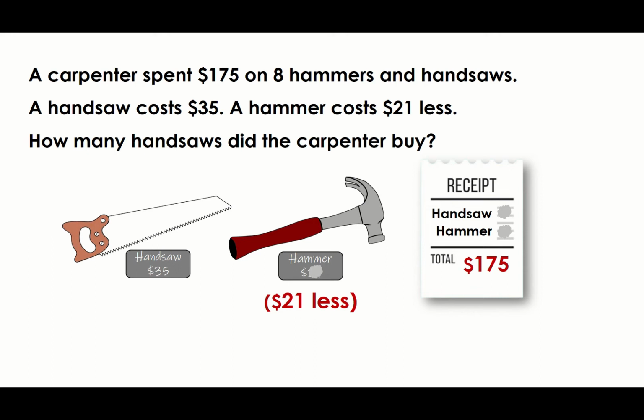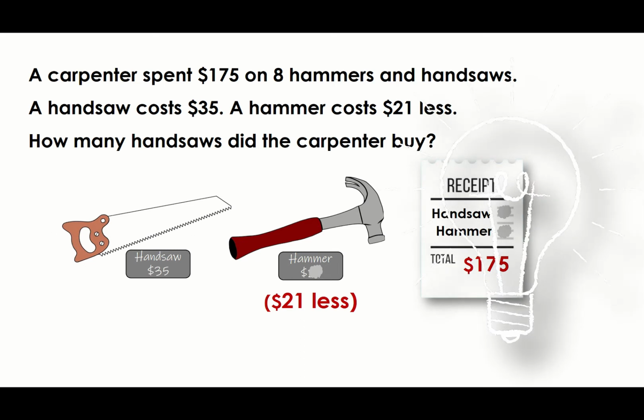Okay, so the picture over here also shows us the problem. We know the price of a handsaw, but we don't yet know the price of a hammer. But we do know that it is $21 less. And we know that the total cost of buying 8 of these items is $175. So how will we solve this problem? We do not know how many of each there are, and we only know the price of one of the items. How should we approach this problem?